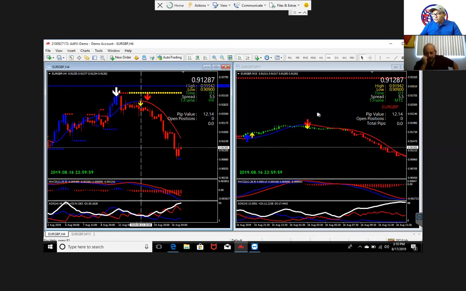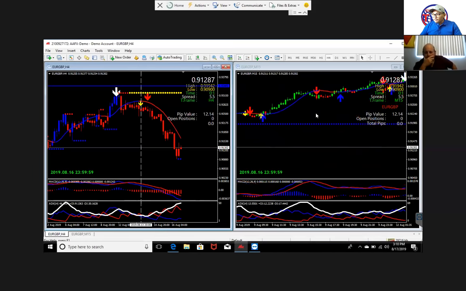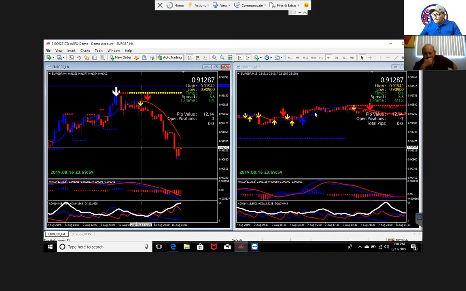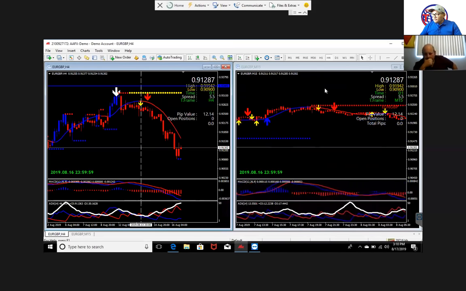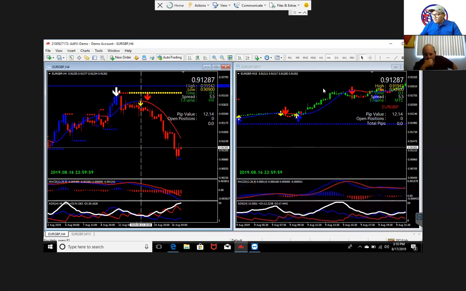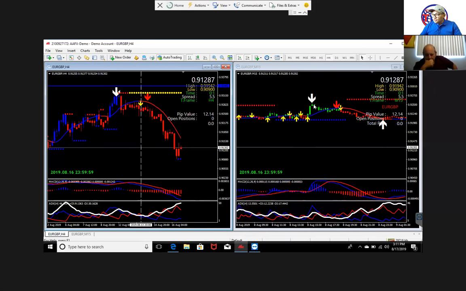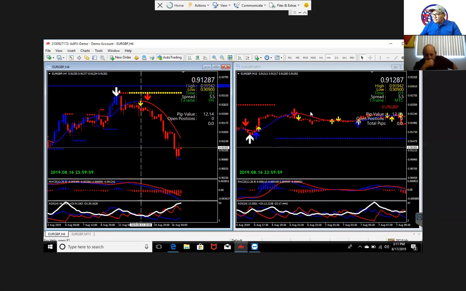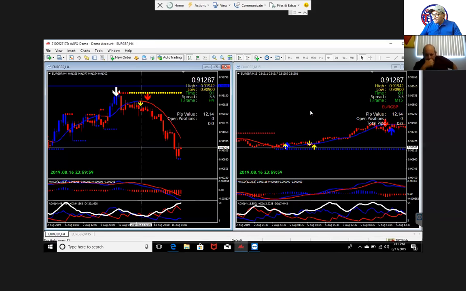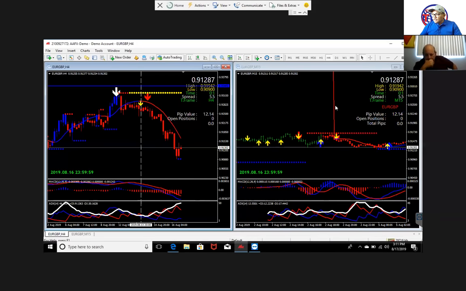Because now let's go back to the lower time frame. And what I don't like on the lower time frame is it has a lot of noise that can take you out quick. Look at this candle here. You see here?